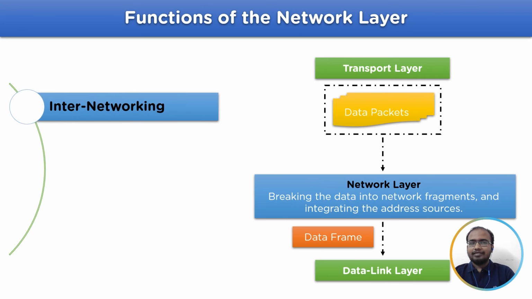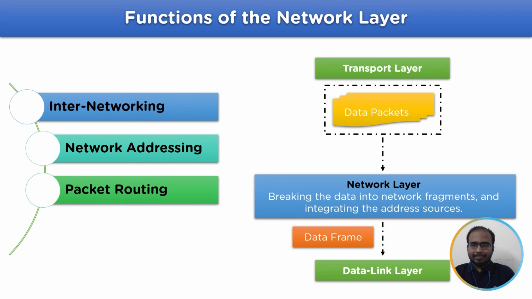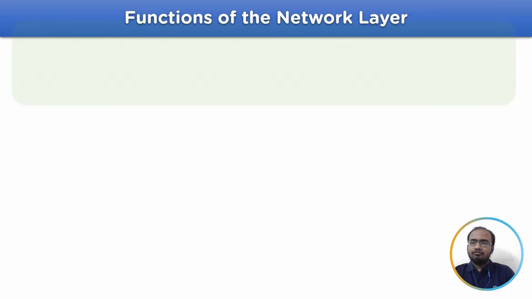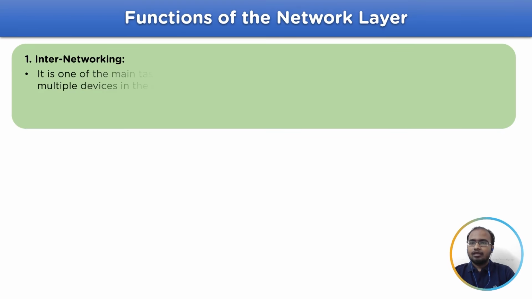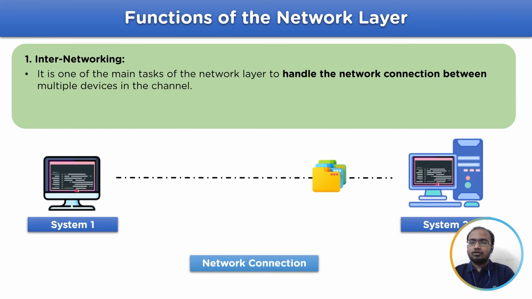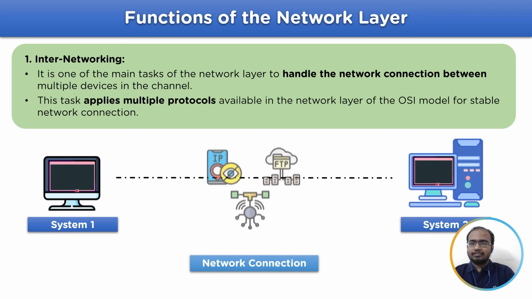First, we have internetworking, which handles the network channel, as the name suggests. Then we have network addressing, followed by packet routing and packet handling. Now, let's look at some of the points regarding the functions. First up, internetworking. It is one of the main tasks of the network layer to handle the network connection between multiple devices in the channel. This task applies multiple protocols available in the network layer of the OSI model for a stable network connection.